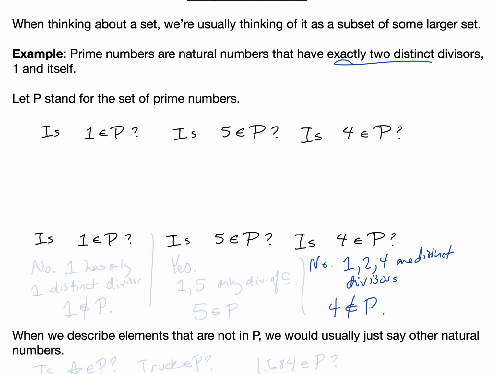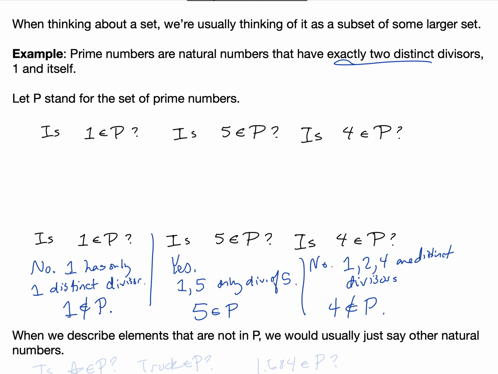Is 5 an element of the prime numbers? Yes, because 1 and 5 are the only divisors of 5, so it has just two distinct divisors, and therefore 5 is an element of the prime numbers. Is 1 an element of the prime numbers? This is no, and it's no because 1 has only one distinct divisor, itself. In mathematics, distinct means different. And so 1 is not an element of the prime numbers.